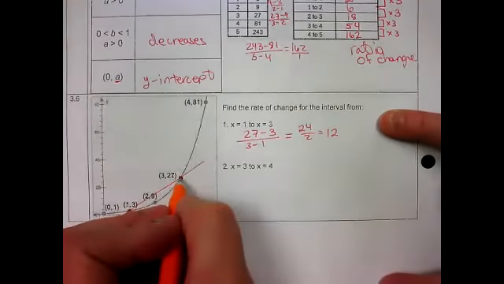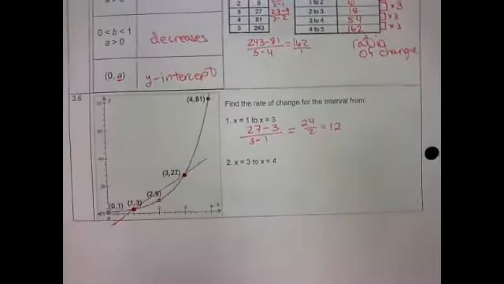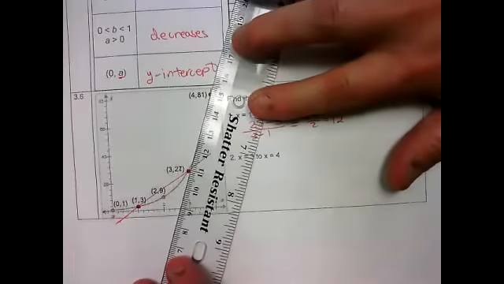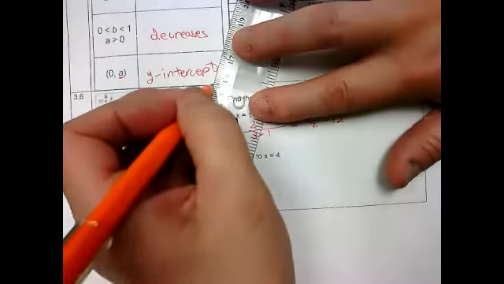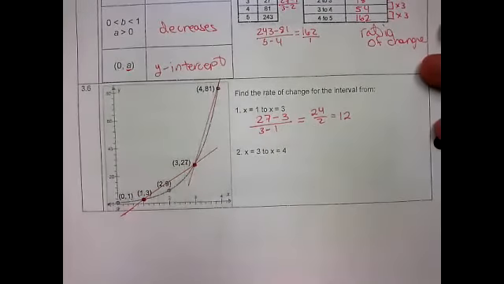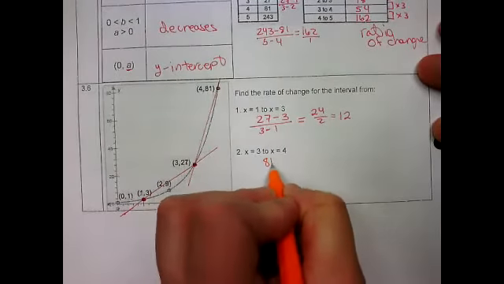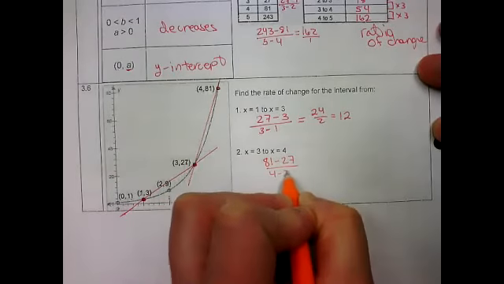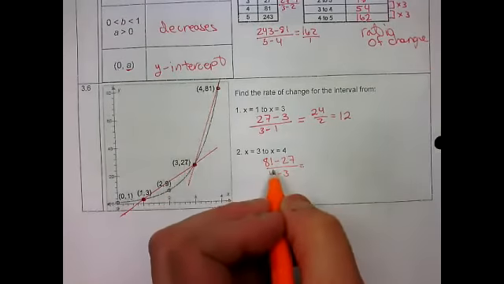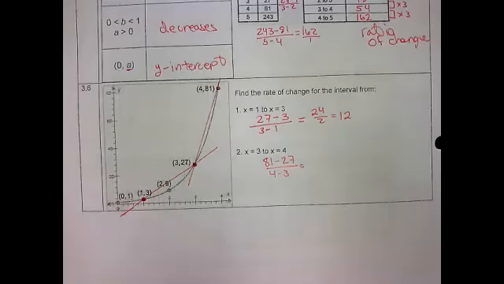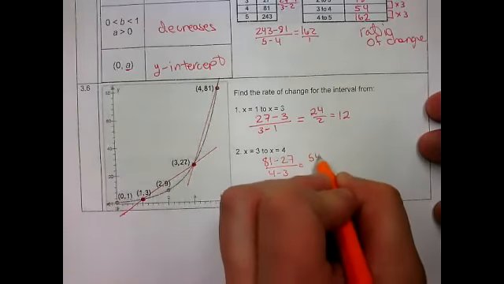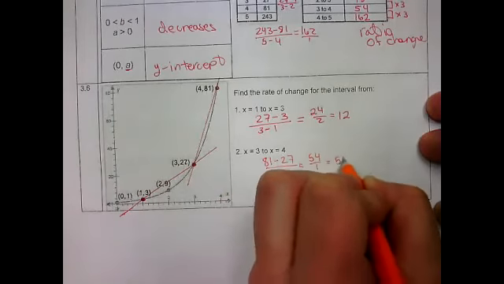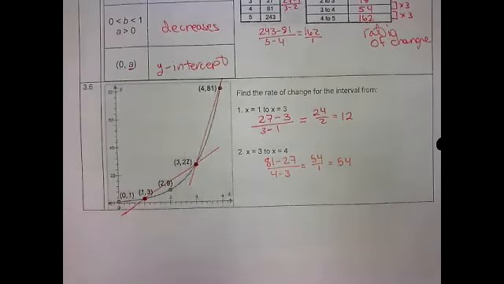Let's now find our rate of change from 3 to 4. Same thing here. And look, someone brought me a ruler. From 3 to 4, I'm finding the slope of this line right here. It's going to be 81 minus 27 over 4 minus 3. So 81 minus 27 gives me 54 over 1. So my slope, or my rate of change, is 54.